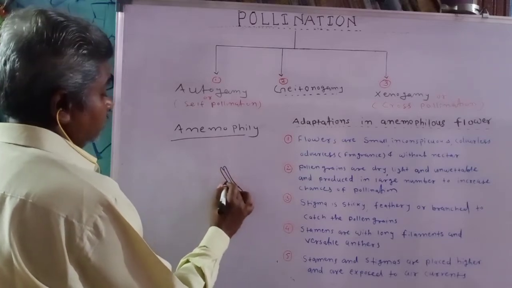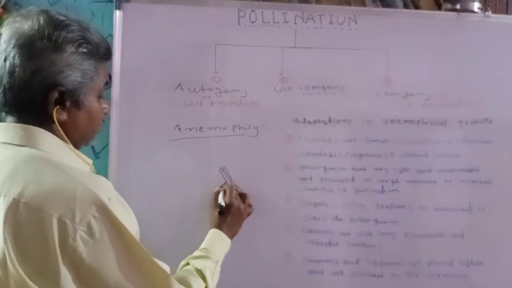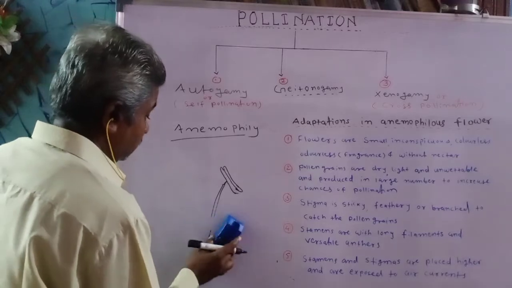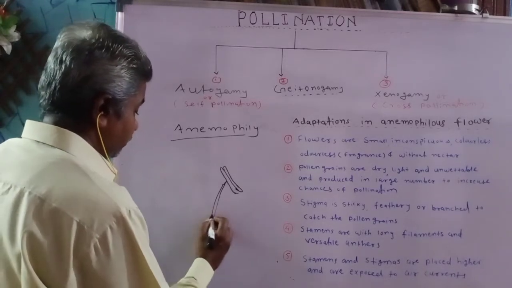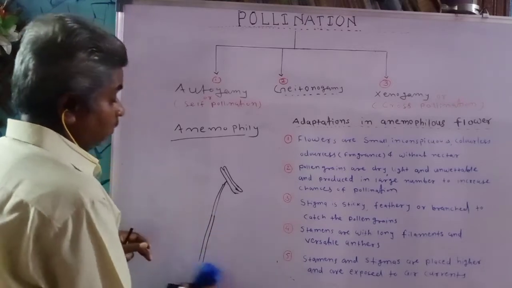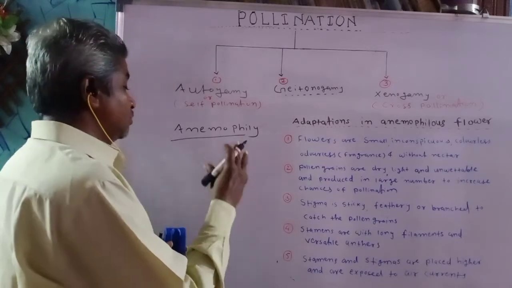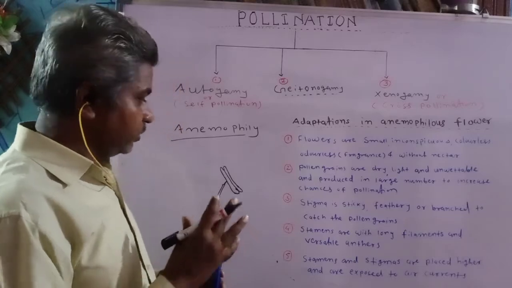These stamens are with long filaments, so they easily swing. Swing means they easily move.